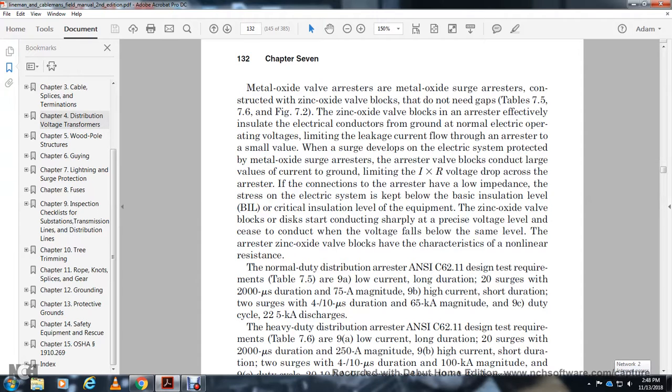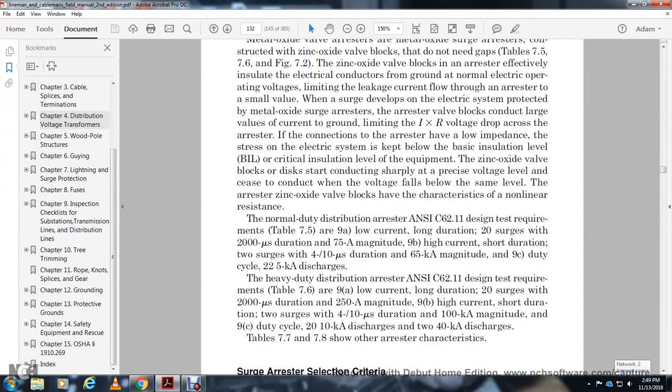The table 7-5 of the 9A low current long duration, 20 surges with over the 2,000 microsecond duration, 75.8 magnitude, 9B high current with short duration, 2 surges with a 4 by 10 microsecond duration, 65 kiloamp magnitude, with a 9C duty cycle with a 22.5 kiloamp discharge, heavy duty distribution arrestor.